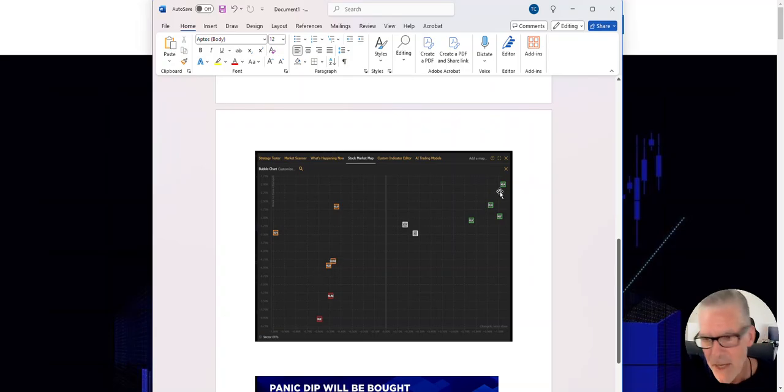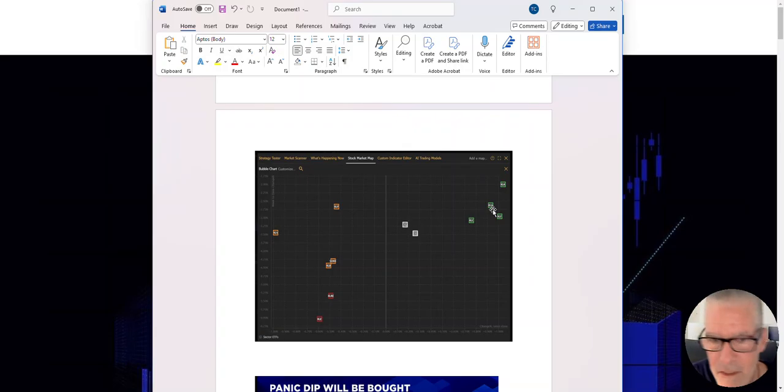But now it's bounced back, rotation back into tech, back into QQQ, back into the FANGs, the MAGs, all happening today. We're also seeing some good flows in banks. That's XLF right there. In utilities, well, I've been waiting for utilities to get back on track because it's a fun trade.